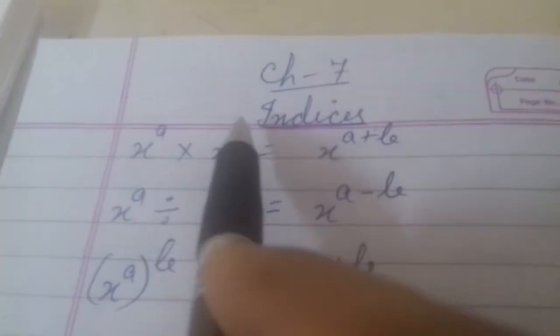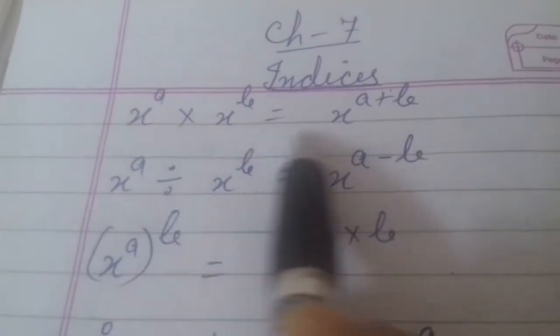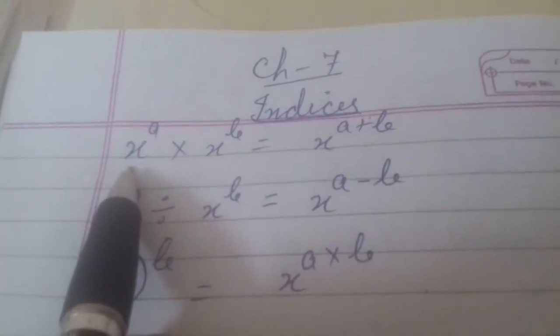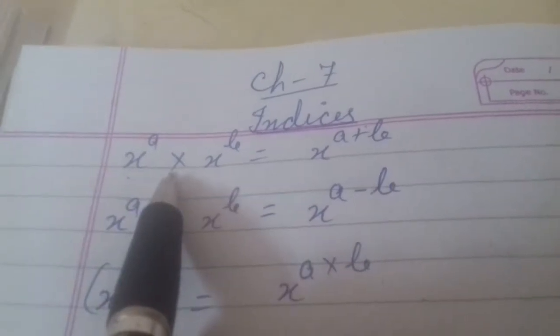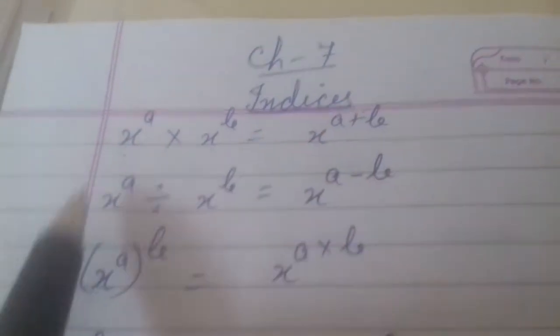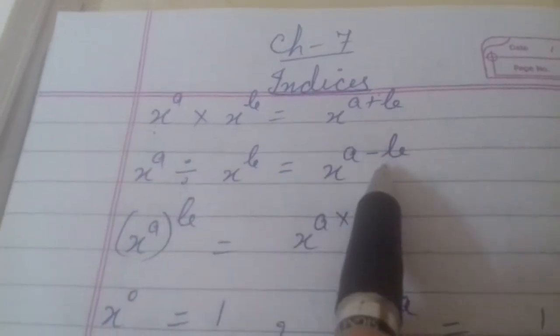Students, welcome to our next class, that is chapter number 7, indices. All of you are familiar with this. This is exponential form. Bases. When bases are same and they multiply each other, powers will add. When bases are same, if they divide with each other, powers will subtract.